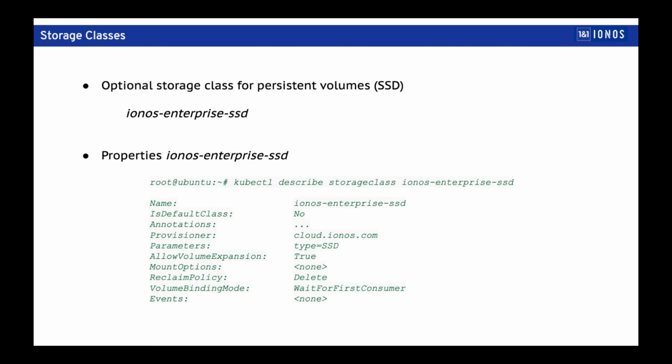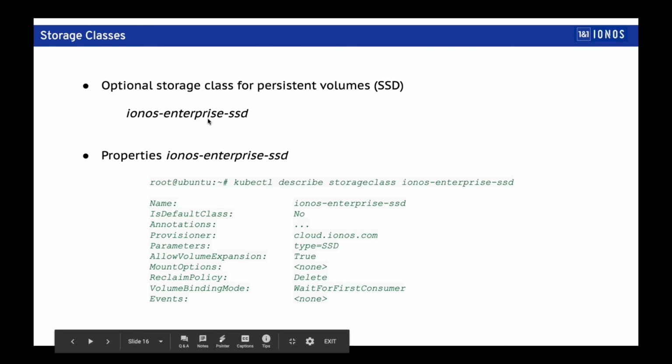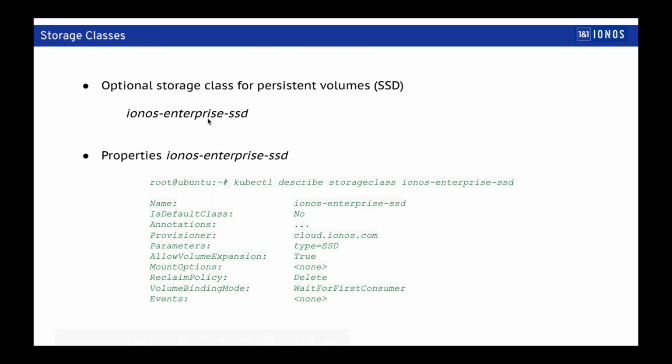Then we also have a second storage class available. The first one was based on HDD storage or block volumes. As the enterprise cloud customers know, we are also offering SSD volumes. So no surprise, we have an IONOS Enterprise SSD storage class. Basically, it just changes the parameter type. It sets it from HDD to SSD, thereby provisioning SSD volumes.